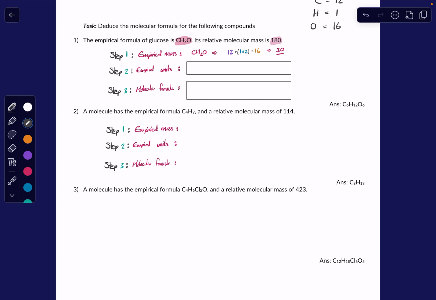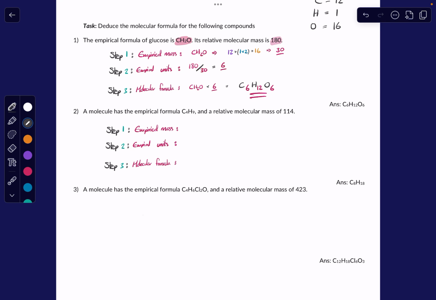The next step is to do empirical units. So for those of you that are practicing along with me, I would like you to have a go at calculating the empirical units if the relative molecular mass is 180. You should get an answer of 6. And then what we're going to do is multiply that molecular formula by the empirical units. So everything in this ratio by 6. Again, have a go. And you should have got an answer like this. And this is how I presented it.